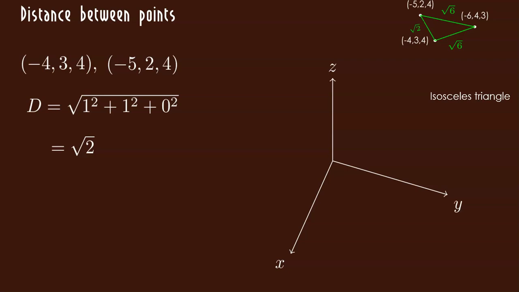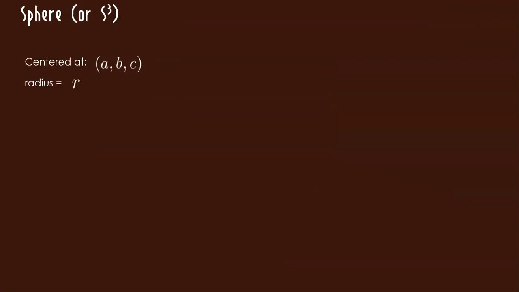A sphere is just a circle in 3-space. And sphere is hard to say, so we just say S3. So S3 is the set of all points whose distance from a fixed point is constant, just like in a circle in 2-space, just like an interval in 1-space. So I'm looking at a sphere, or S3, centered at (a, b, c) with a radius of r.